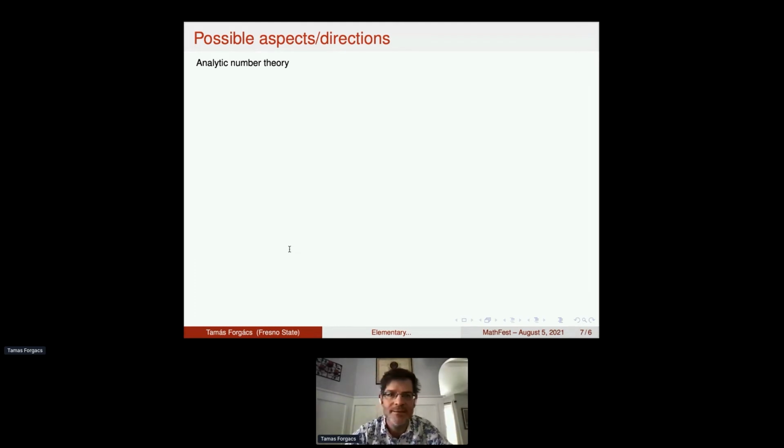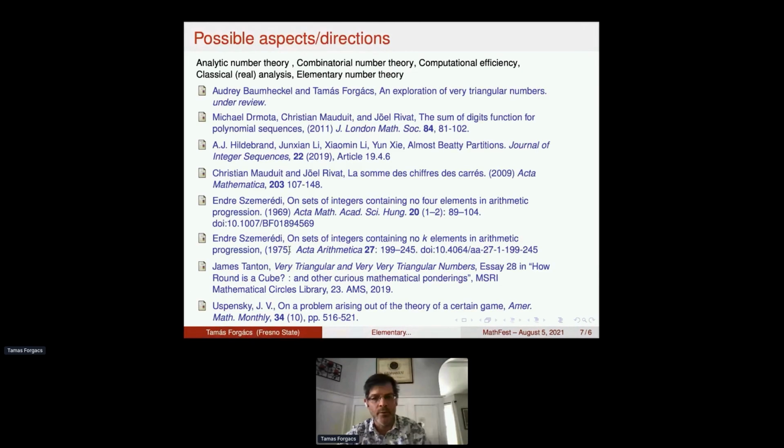So I just want to finish here by pointing out that students can take the following directions when studying these questions. They can learn about analytic number theory, combinatorial number theory, computational efficiency, as I alluded to, classical real analysis, and of course, elementary number theory. And here's a list of papers that, if you were so inclined to start a research project with a student in this area, I think would set you up very well. But if it's too many, I would start with Tenton's collection of essays, because they're a wonderful starting point. Thank you for your time.